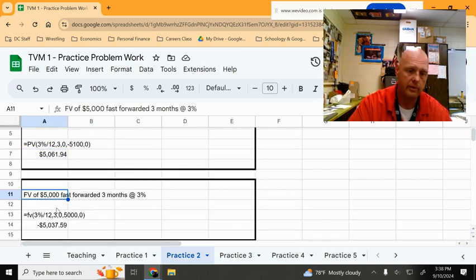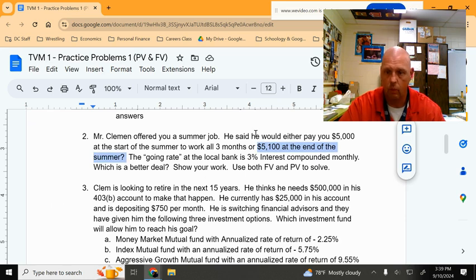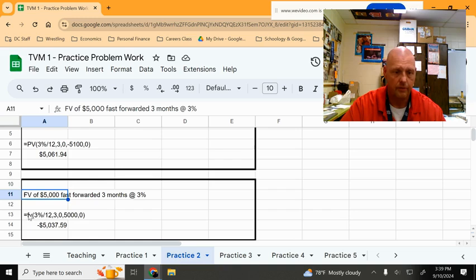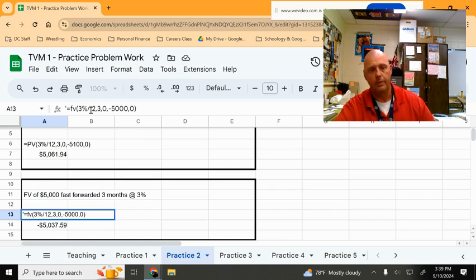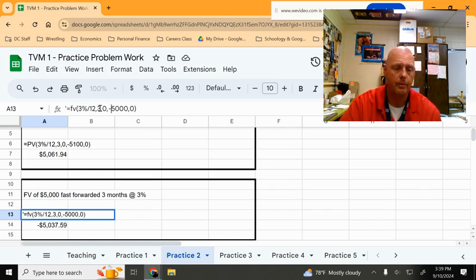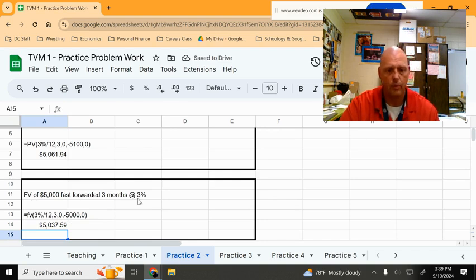Now, we can do the future value and take the $5,000 and bring it forward to prove it to ourselves. So again, our problem is, what if you had $5,000 today at 3% compounded monthly for 3 months? What is the future value of an annual 3%, but divided by 12, meaning compounded monthly? We're letting it grow for 3 months, no additional money going in, and we're doing it at the end of the month. And the math spits out that the $5,000 today, fast forwarded 3 months, is only going to be worth $5,037.59.